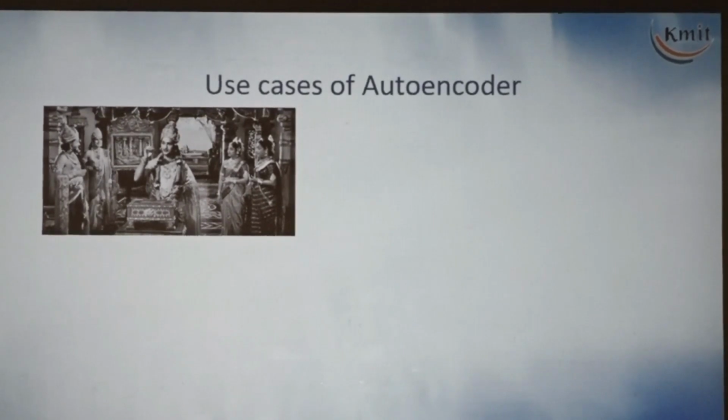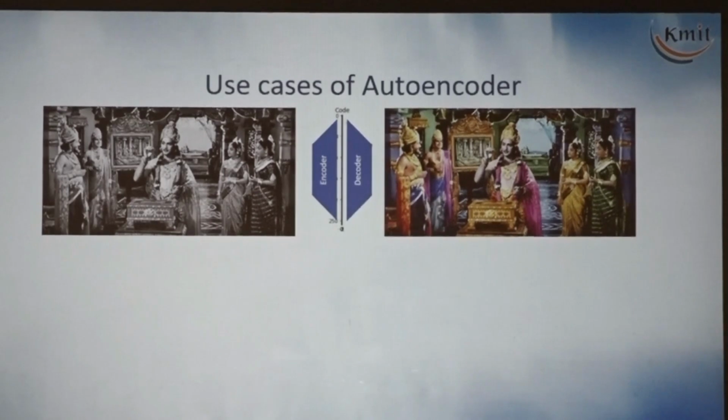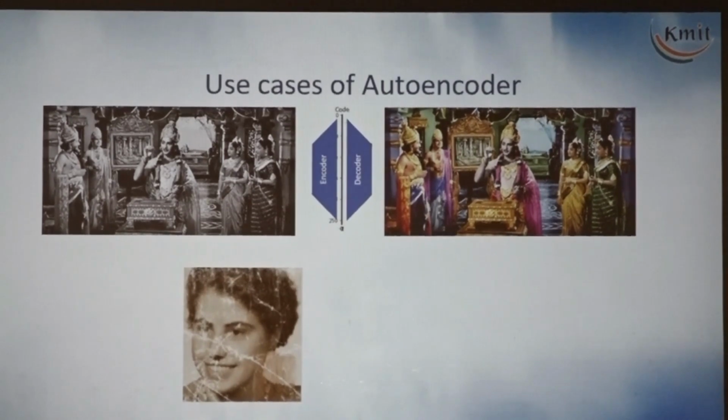Now use cases. The black and white picture: we can give the black and white picture and we will get the color picture. Auto colorization. You can take any old movie, your favorite movie. You can download that movie, make it into frames, and apply this model, and you can enjoy that movie in color if you are able to build that model. Right?